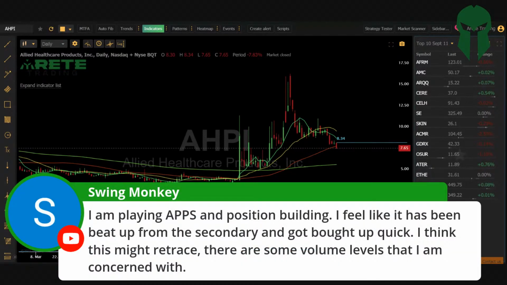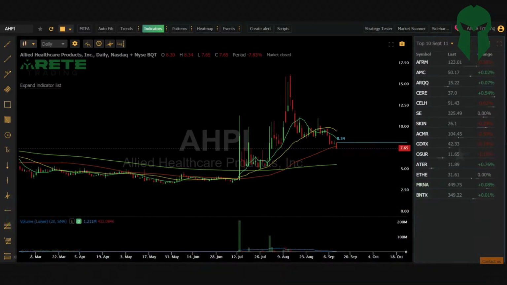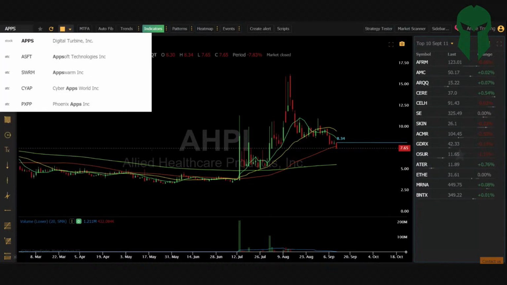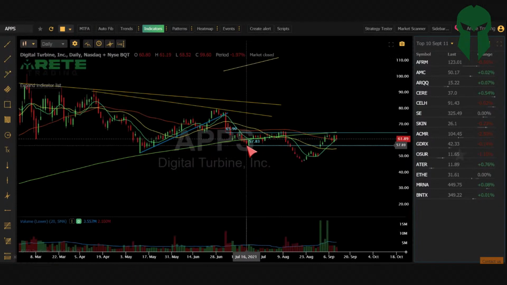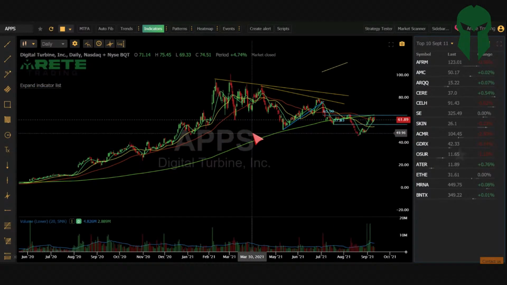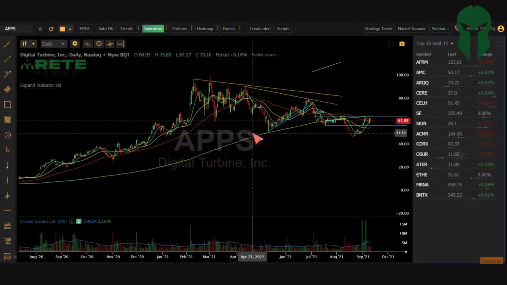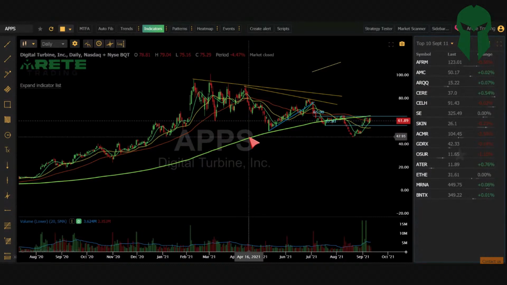I am playing APPS. I'm position building. I feel like it's been beat up. Secondary got bought quick. This might retrace. So you should pretty much try to have these all mapped out, swing, before you even do them. That's the first thing I would say. To me, I don't see anything here that is remotely appealing. Like anything.